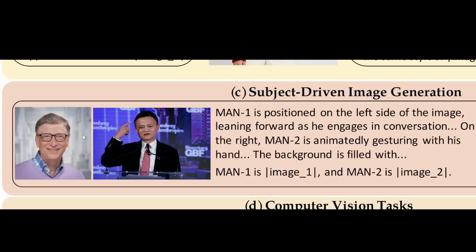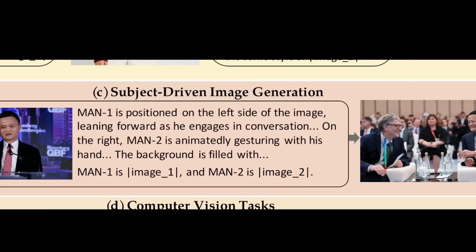So the prompt is: man 1, which is Bill Gates, is positioned on the left side of the image, leaning forward as he engages in conversation. On the right, man 2, Jack Ma, is animatedly gesturing with his hand. The background is filled with etc., etc. So the prompt is too long to fit in here, but here's what we get.